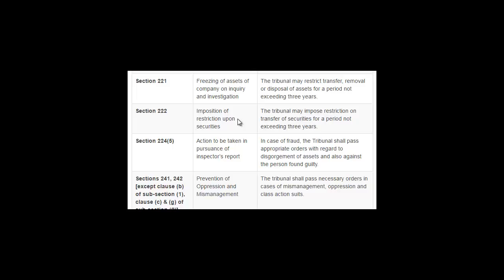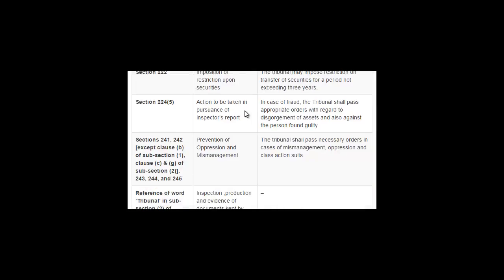Section 224(5) talks about action to be taken in pursuance of the inspector's report in case of fraud. The tribunal shall pass appropriate orders with regard to disgorgement of assets and also against the person found guilty.